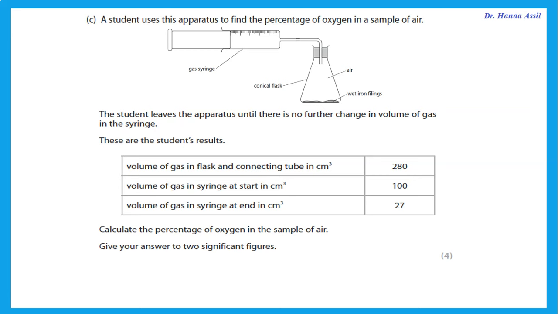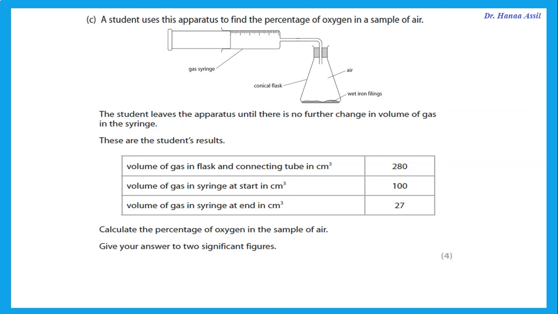A student uses this apparatus to find the percentage of oxygen in a sample of air. The student leaves the apparatus until there is no further change in volume of gas in the syringe. So what is happening is we have in the flask wet iron filings, and of course there is air or oxygen around it. So of course the iron will rust. Rusting means it is going to take the oxygen from the air, so the gas syringe will go in because the volume of gas will decrease.